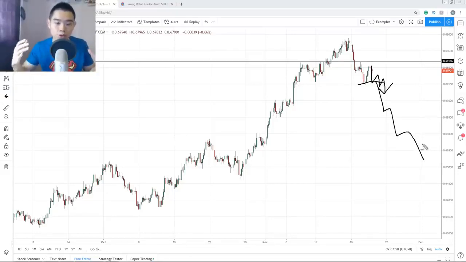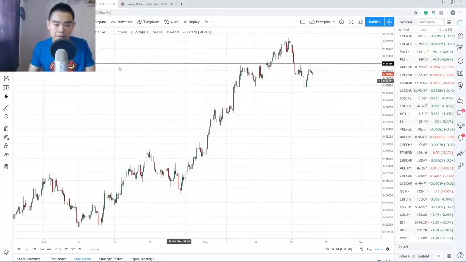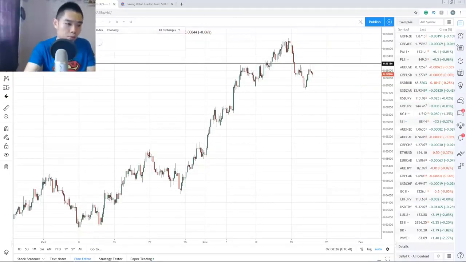Okay, so this is how you can actually use multiple time frames to give you a clue to whether the market is moving into a distribution stage or accumulation stage. Let me just give you one more example because I think this is a little bit complex and some of you might miss what I'm trying to say.